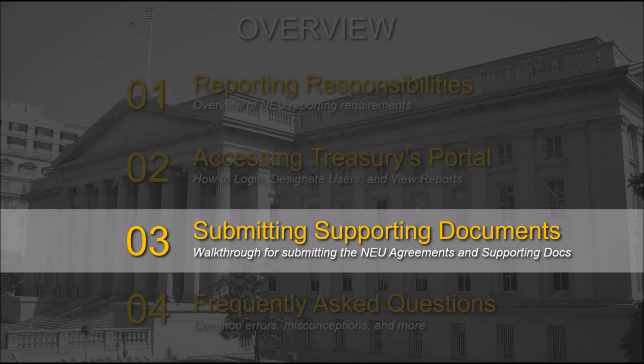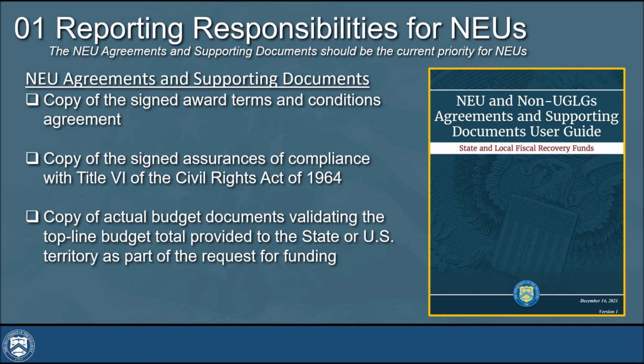Before we walk through the report in detail in the portal, a quick reminder. The NEU Agreements and Supporting Documents report requires up to 3 documents be provided. These are documents that either you as an NEU recipient have already signed and provided to your state or territory, or documents that validate information like budget information that you provided to your state or territory as part of the request for funding.